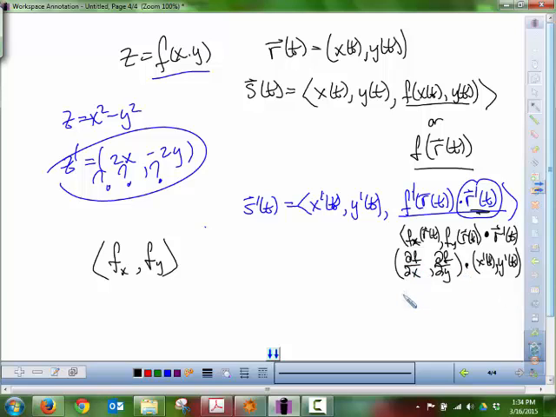We have partial of f with respect to x, dot or times? Times x prime of t. Let's write x prime of t, well, I'll do that in the next step. And then this is a plus, right? Plus?